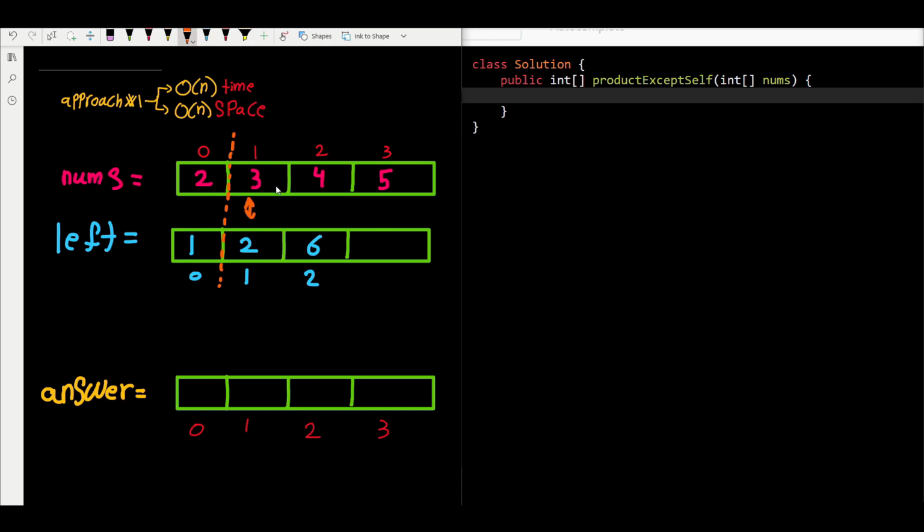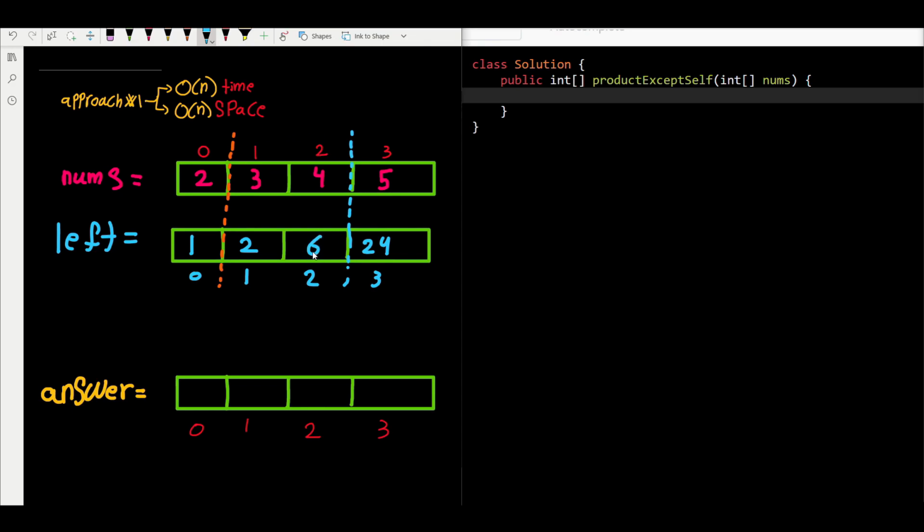So we can say, hey, take this value times the corresponding index in the left array. So 3 times 2 gives you 6. Now let's go to index 3 and we see we have the value 5. So we need to multiply everything left of the value 5. Same thing, you can say, hey, 2 times 3 is 6, 6 times 4 is 24, and you just write 24 here.